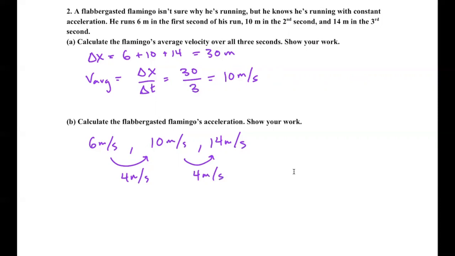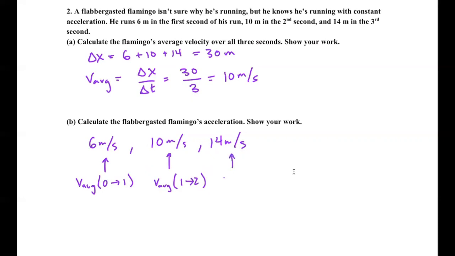So let me explain the way I'm thinking about this to kind of tighten up that reasoning a little bit. If you look at 6 meters per second, 10 meters per second, and 14 meters per second, those things represent the average velocity from 0 to 1 second. This is the average velocity from 1 to 2 seconds. And this is the average velocity from 2 to 3 seconds.